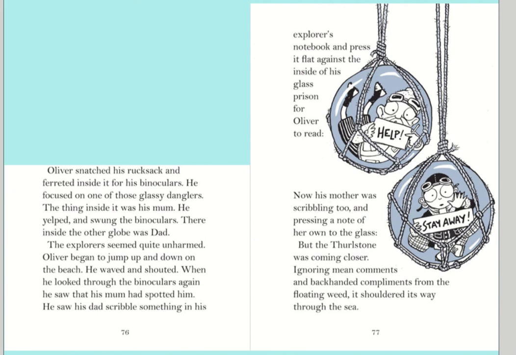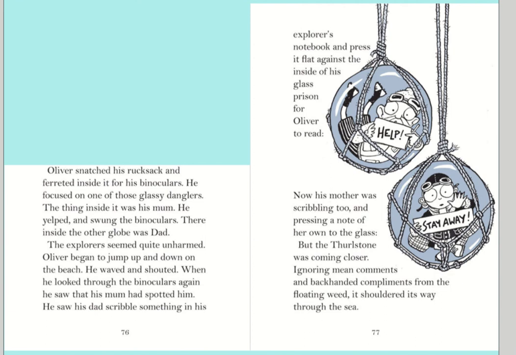He waved and shouted. When he looked through the binoculars again, he saw that his mum had spotted him. He saw his dad scribble something in his explorer's notebook and press it flat against the inside of his glass prison for Oliver to read. Help! Now his mother was scribbling too and pressing a note of her own to the glass. Stay away! But the Thurlestone was coming closer.